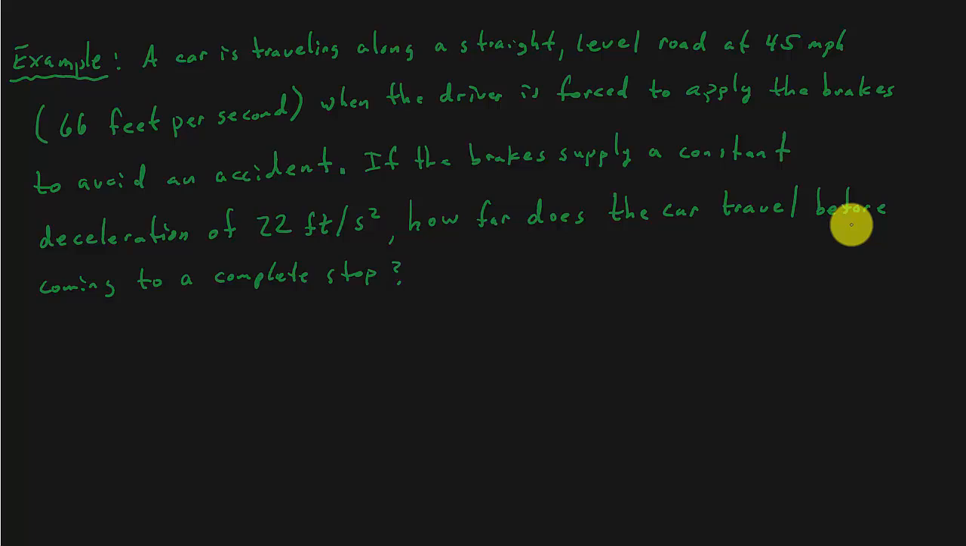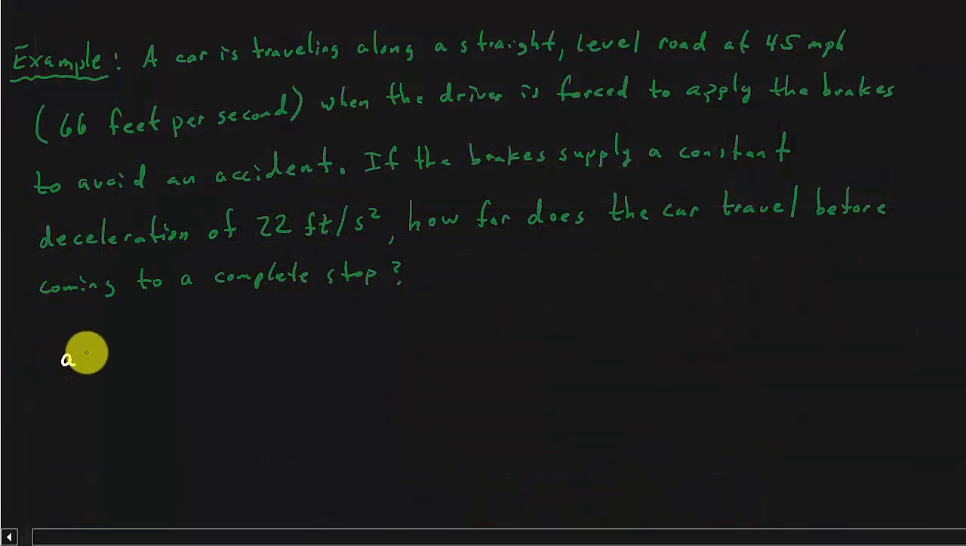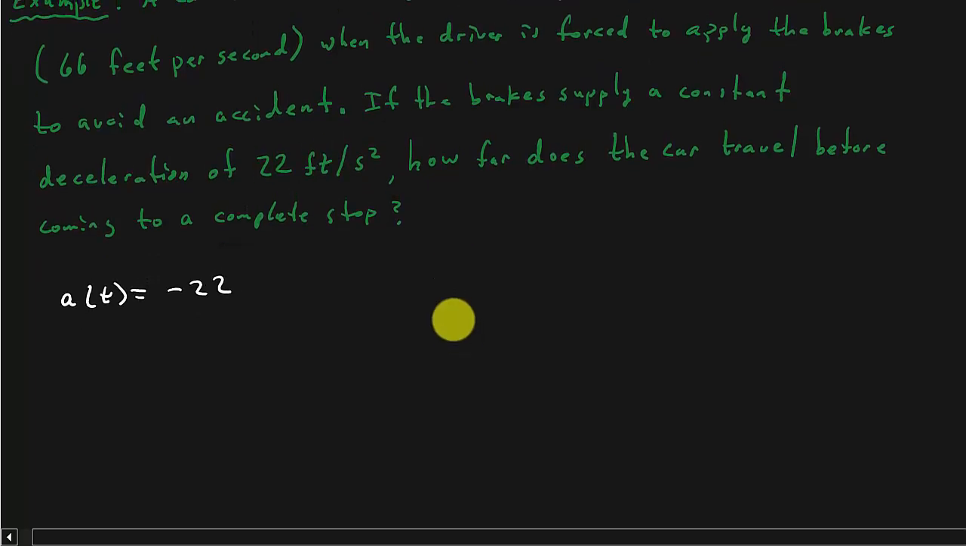acceleration. If you have a position function and you take the derivative of that position function, that gives you the velocity. And then if you take the derivative of the velocity, that gives you acceleration. So basically what they're telling us is that the acceleration is negative 22. That's how fast it's decelerating when we apply the brakes. So I've got the acceleration. I need to get to my position function so I know how far it traveled.